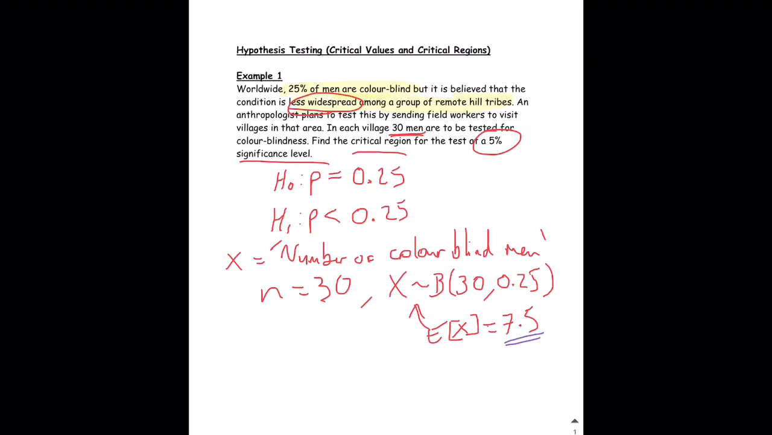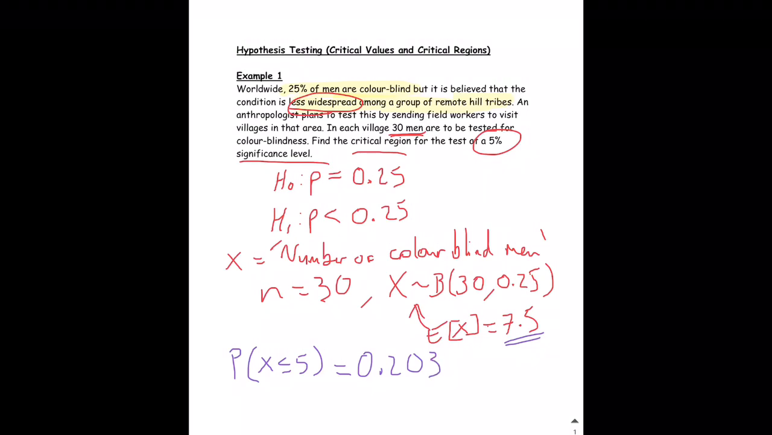So all I've got to do now is think, what if 5 of them were colourblind? Well, what would I do then? I would work out the p-value. I would say, right, what's the probability of getting my sample value, which is 5, or even more extreme, so even less? And again, tables, x is 5, n is 30, p is 0.25, and that comes out as 0.203. There's a 20% chance of that happening. Yeah, it's quite likely. All right, fine. Not enough evidence to suggest that there's less of a percentage colourblind.